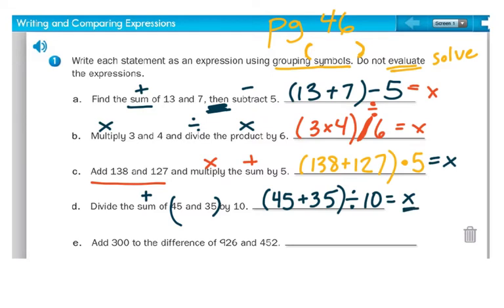And lastly, add 300 to the difference. Difference means to subtract, of 926 and 452. So I have to add that once I figure out the difference. So difference has to come first. 926, the larger number is always written first or on top. 452, and then add 300. So just some more practice with writing expressions as mathematical equations.